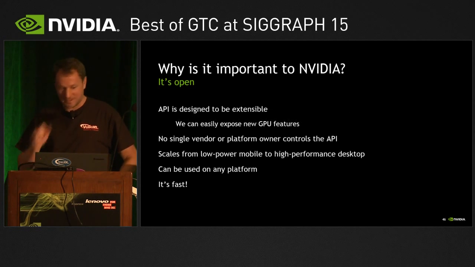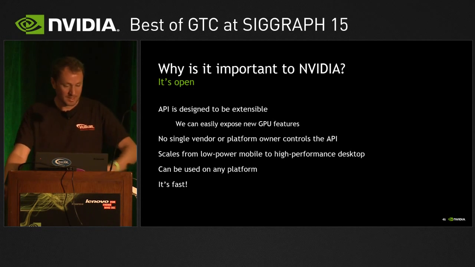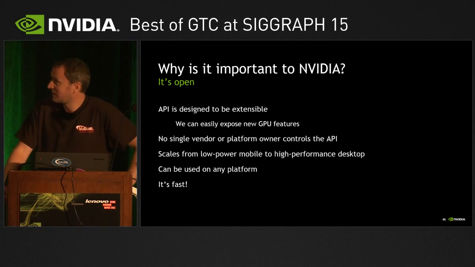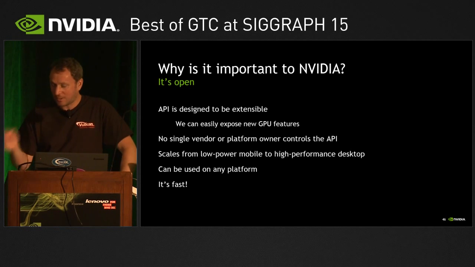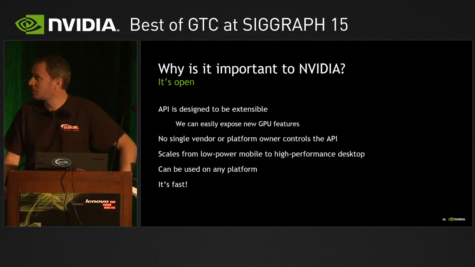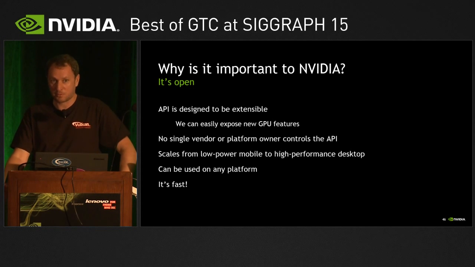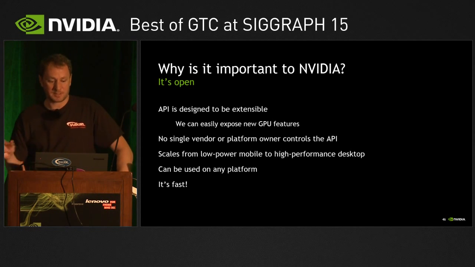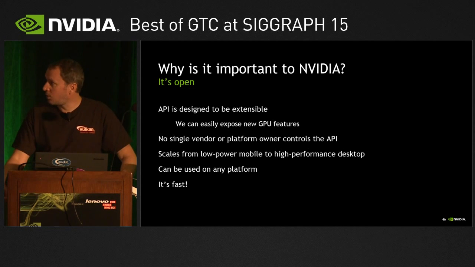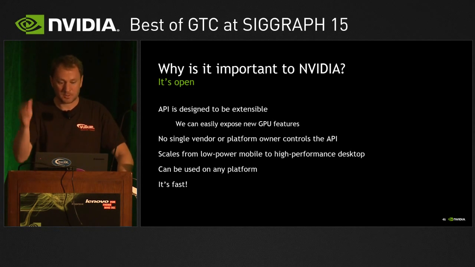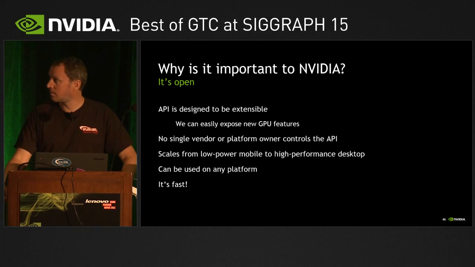All right, let's talk about Vulkan on NVIDIA GPUs. Vulkan is really important to NVIDIA. Why is it important? Basically, it's open. And why that's important is that when we release new GPUs, we can expose new features on those GPUs through this API without getting permission from the platform vendor or some other person who controls the API. The API is extensible. And this API can support all our chips. It can support from Tegra, which I'll show in a little bit, all the way up to the highest power workstations that we ship, which I'll also show.